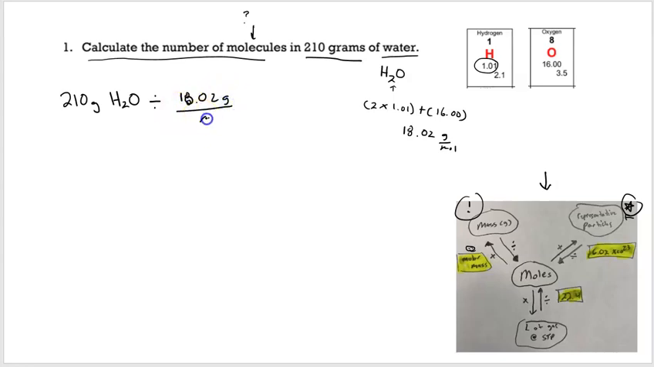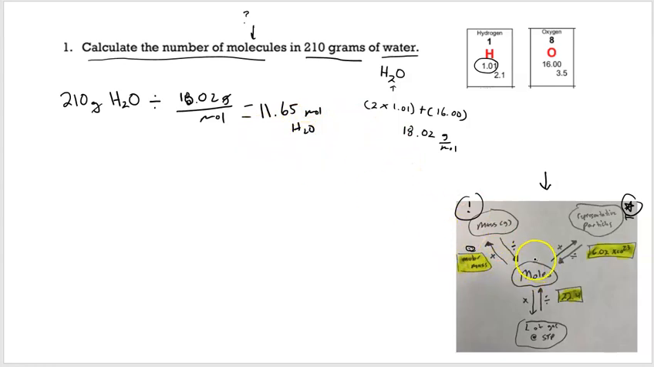grams per mole. Whenever we divide by the same unit, we get to cancel that out. When I run my calculation, I go 210 divided by 18.02, and I get 11.65 moles of water. So what I've just done, by dividing by our molar mass, which was 18.02, is mass divided by molar mass is moles. Now I know my number of moles.